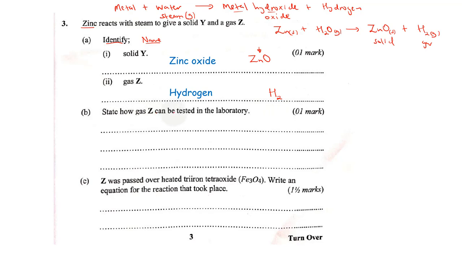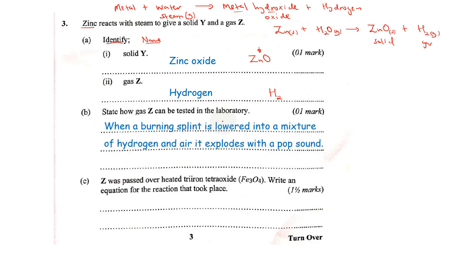State how gas Z can be tested in the laboratory. So how do we test for hydrogen gas? We know that hydrogen tends to burn with a pop sound, but I'm going to spice up our description on how we can test for hydrogen. So we shall lower a burning splint in a mixture of hydrogen and air, and we shall note that that burning splint will explode with a pop sound.